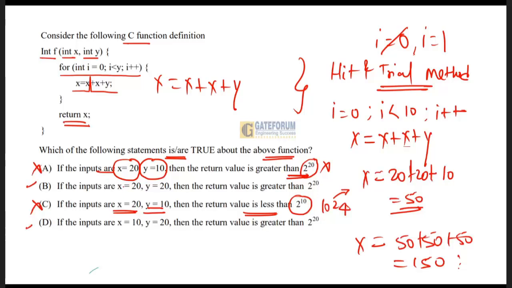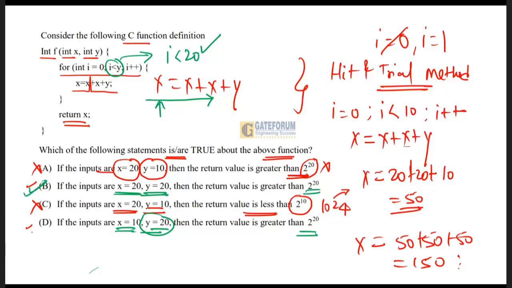So obviously I can say, just by seeing the part, that here the values of x is 20, y is also 20, and x is 10 and y is 20. Whenever y is 20, this particular iteration will run for a very long time. Less than 20 iterations will run, and every time the value is added in this manner, which will make the value of x very large. It will be greater than 2 to the power 20 in both the cases. So I can say option B and option D is the correct answer for this particular problem.